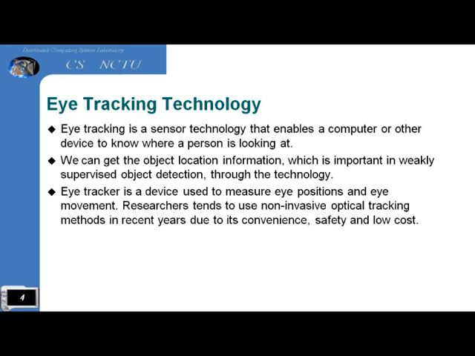Next, let's take a look at eye tracking technology. Eye tracking is a technology that allows computers or other devices to record where people are looking. We can use these records to understand what or where people are interested in, and then make more use of it.